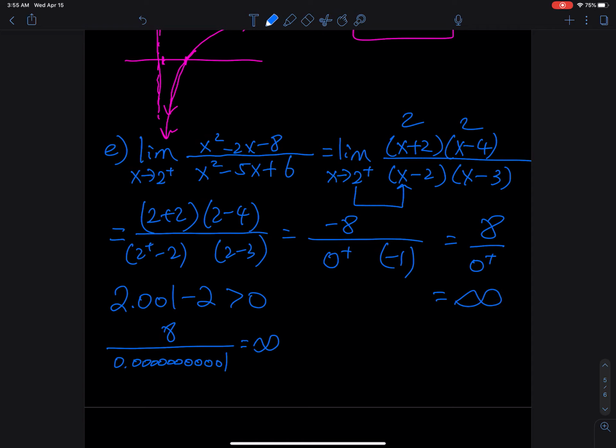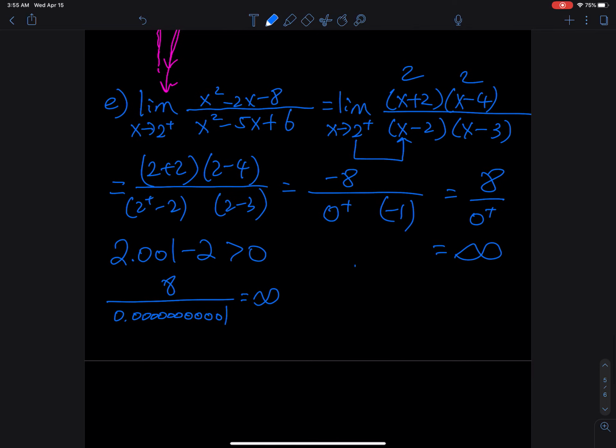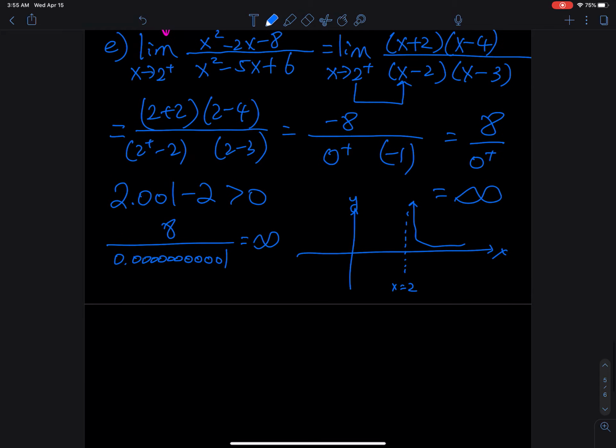My brain is not a graphing calculator, but I can give you a quick sketch of the graph. So we have an xy axis. We have x equals 2. That is a vertical asymptote. As x approaches 2 from the right, the function goes to positive infinity. Okay. All right, moving on to the last one.